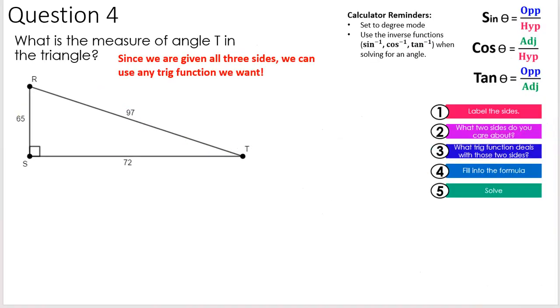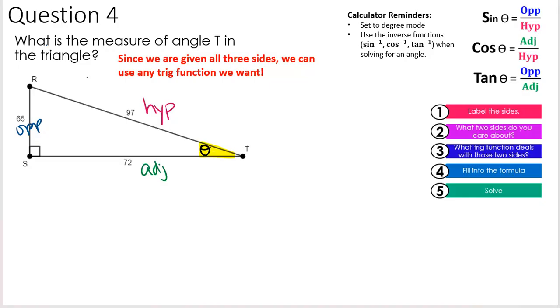Okay. Let's go to question 4. What is the measure of angle T in the triangle? Now, since we're given all 3 sides, we can use any trig function we want, really, okay? So we want to find the measure of angle T here. We want to find this theta right there, okay? So let's go ahead and label our sides because you know I want you to do that. So here's our hypotenuse. This is our adjacent. And then the last one is the opposite, okay?